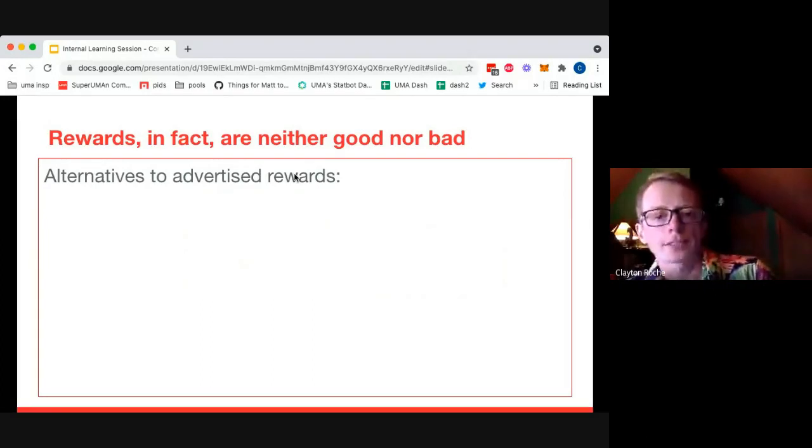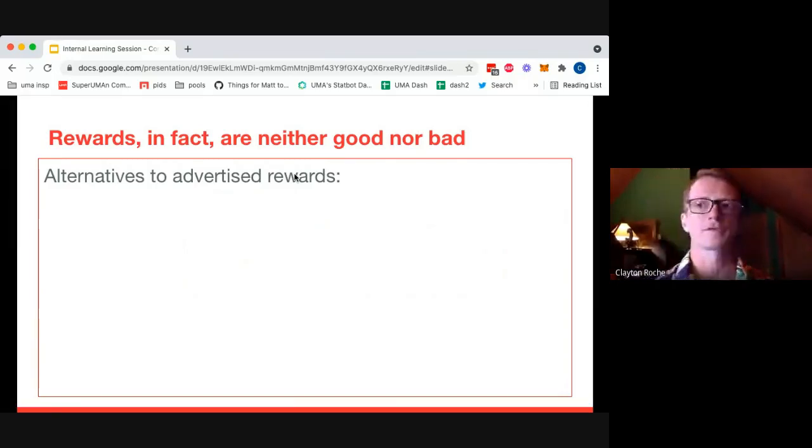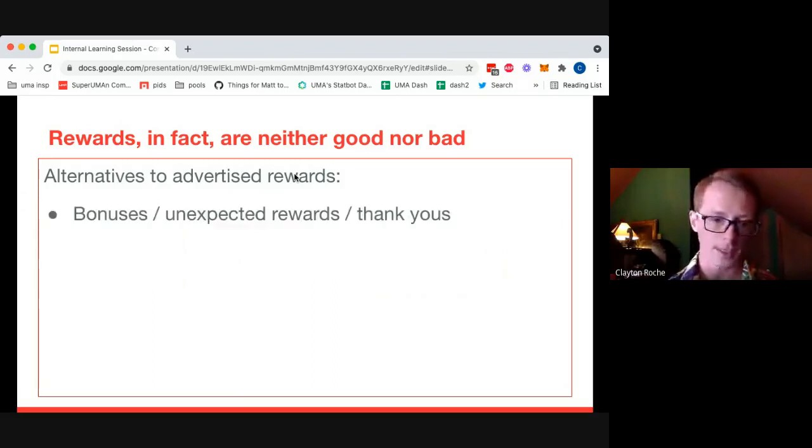Okay, so I talked a bit about the intrinsic and extrinsic dilemma. There are alternatives to particular types of payouts. There is a type of motivation where you say, if you build this, I will give you this many dollars, right? There are other ways to approach rewards and make sure to give people that extrinsic payout, while also acknowledging their efforts and their skills without quashing their intrinsic reward system. So bonuses, unexpected rewards, and thank yous are great examples of this.